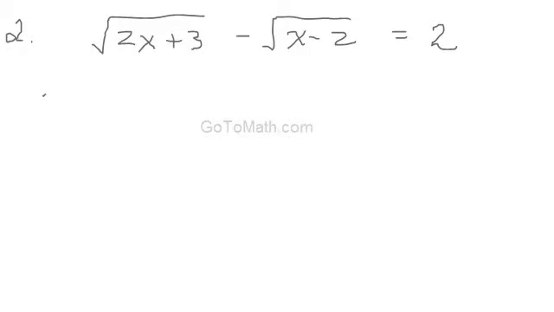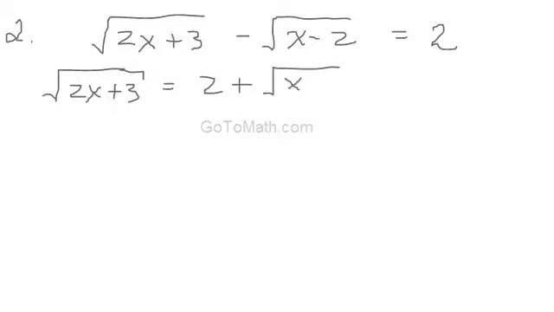So we've got the radical here of 2x plus 3 minus the square root, I should say, of x minus 2 is equal to 2. What we'll want to do is take this guy over to the right-hand side, so let's rewrite. So we have the square root of 2x plus 3 is equal to 2 plus the square root of x minus 2. And then what we'll do is square both sides to get rid of this radical. So rewriting.